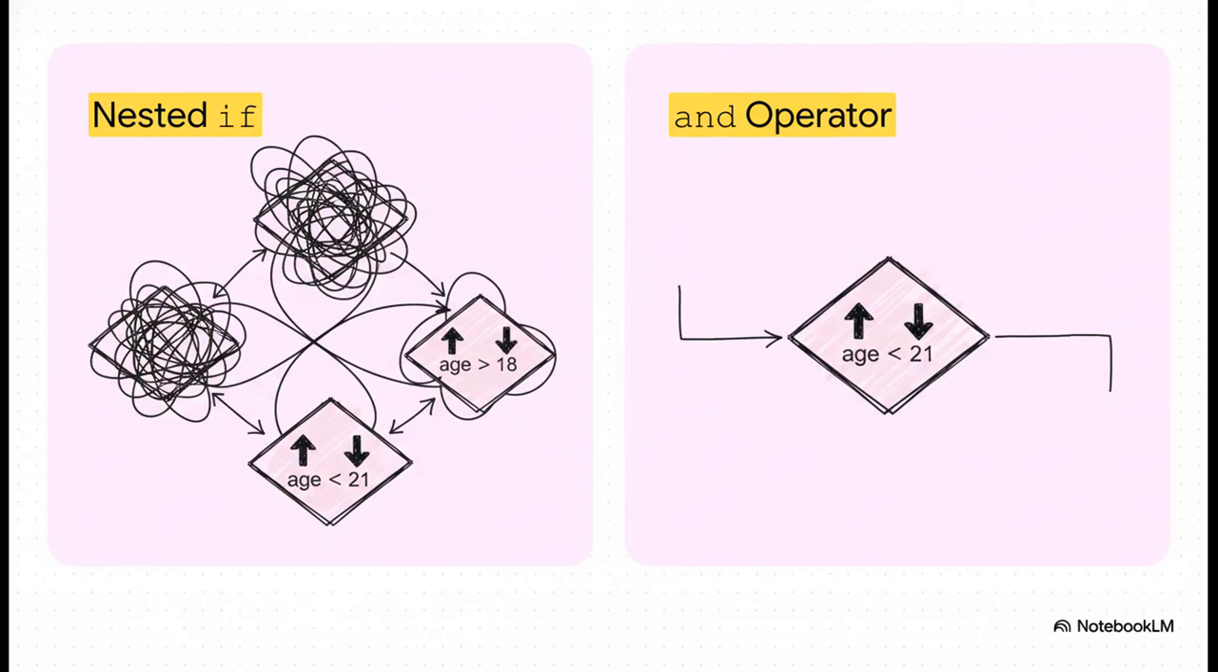And this slide just illustrates the power of this perfectly. Look at the left side. It's kind of clunky, right? A nested if statement. But on the right, using the AND operator, we combine both of those checks into one clean, easy-to-read line. If age greater than 18 and age less than 21. It's the exact same logic, but it's just so much cleaner.